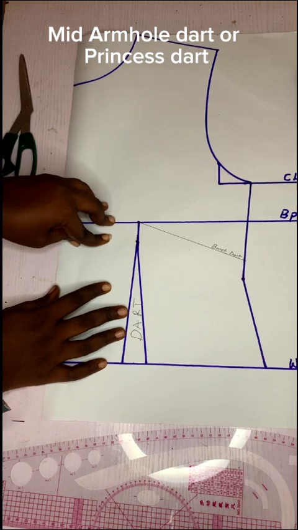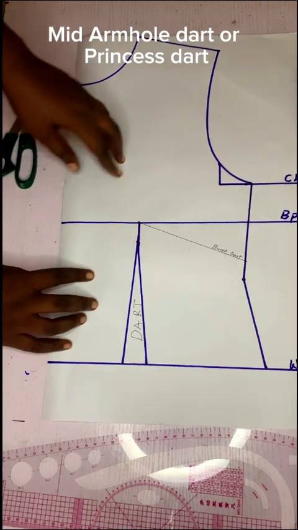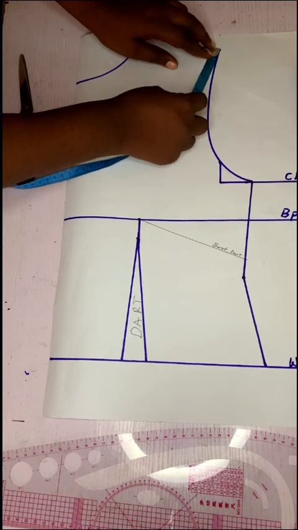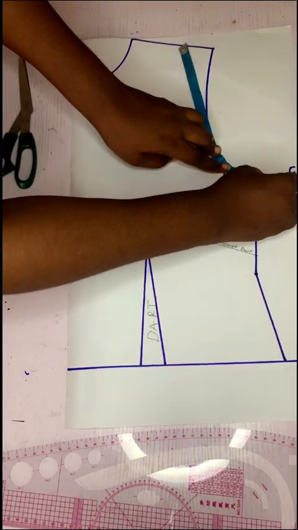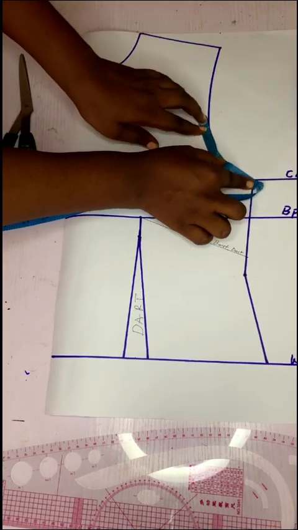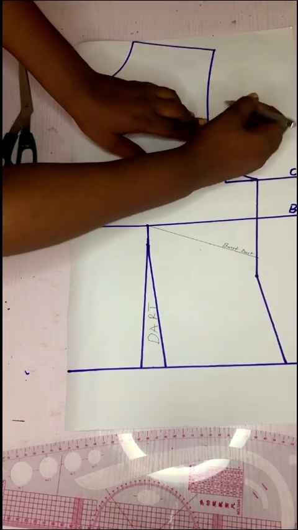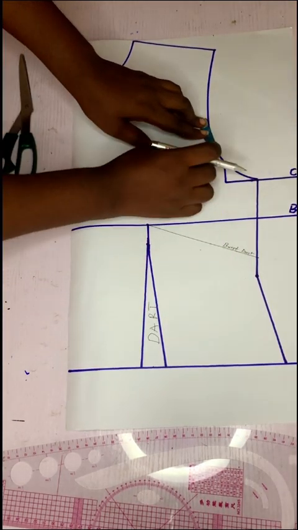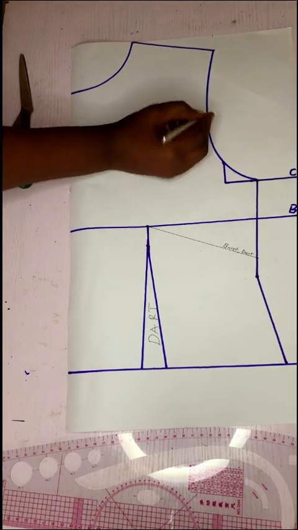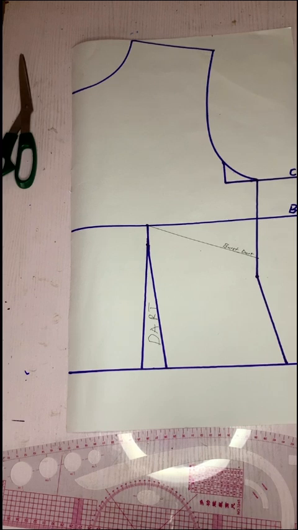So the next one that we're going to be working on is the mid armhole dart, okay. Mid armhole dart, or the princess dart, which a lot of people commonly know. So that is where you're going to get the midpoint of your armhole curve here. You're going to get the midpoint, and you're going to connect after you've gotten the midpoint.